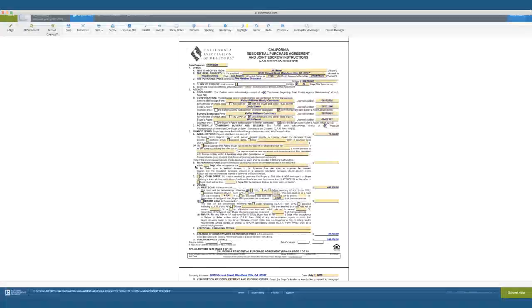I want to go back once. It says increase deposit. If the buyer has $3,000 now or $5,000 now, and then after they do the inspection in 10 days, they'll put another $10,000 in to increase their deposit to the 3%. That's possible. You can write that in, and that's how that would look. So we're done with the first page.